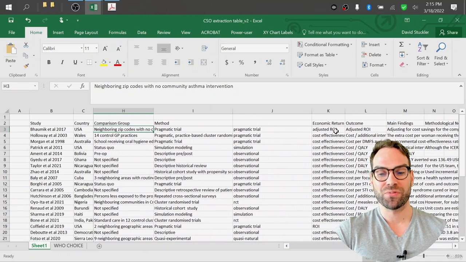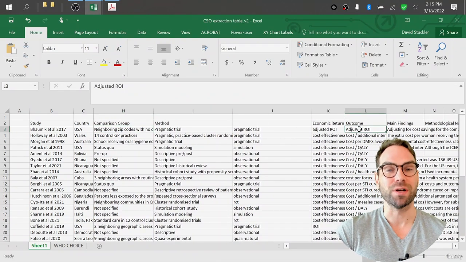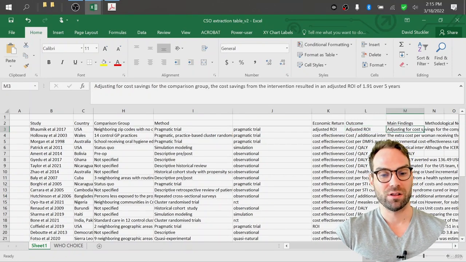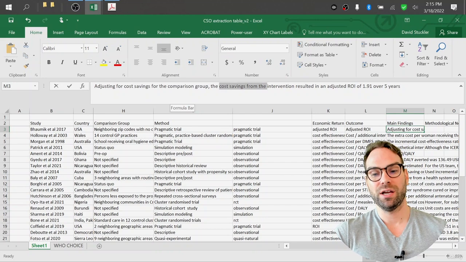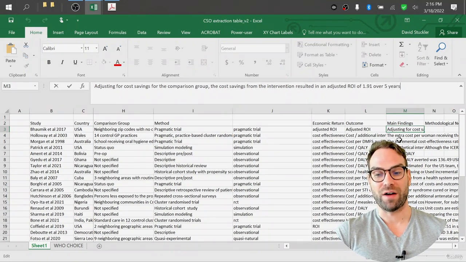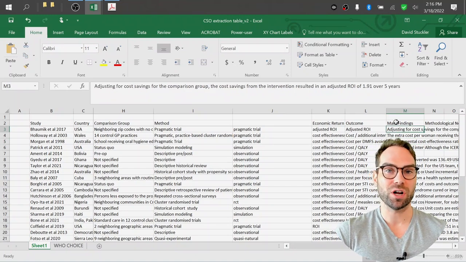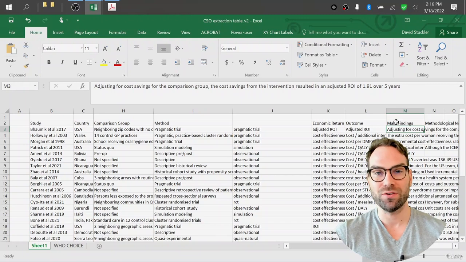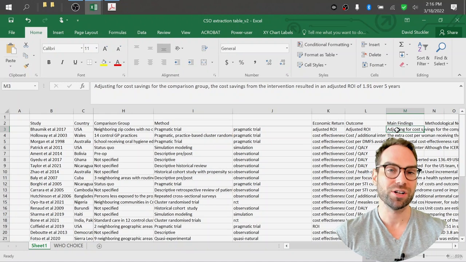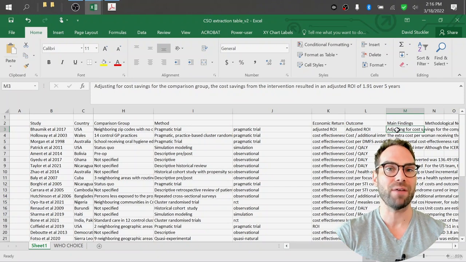And they tried to see what was the return on investment for this asthma intervention. And they found that with a comparison group, the community asthma initiative resulted in an adjusted ROI of 1.91 over 5 years. So I'm able to go back and report this study and my results without having to turn to the original paper. That's going to save you so much time. So give yourself that clarity and put it here. And it's also important because you want other people who are reading your review to understand what all these studies are saying at a snapshot without them having to go look at the papers.